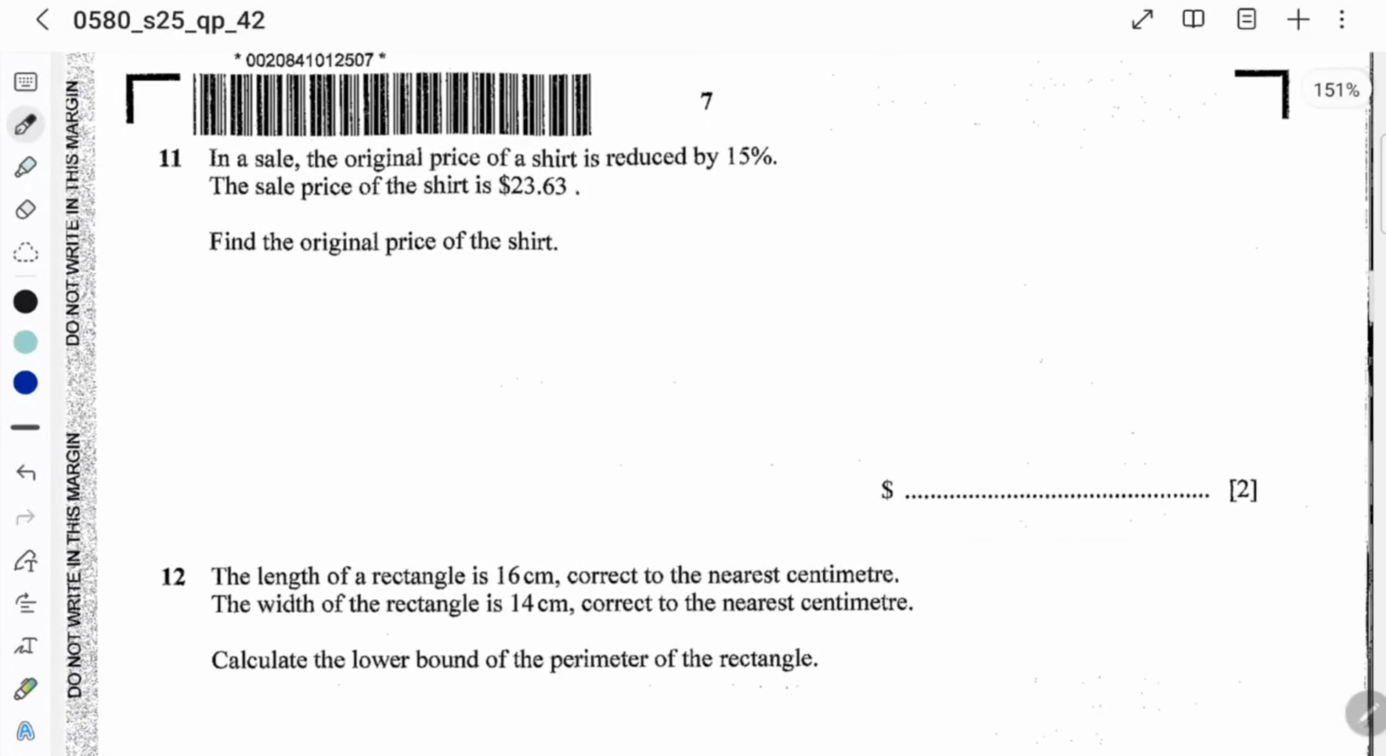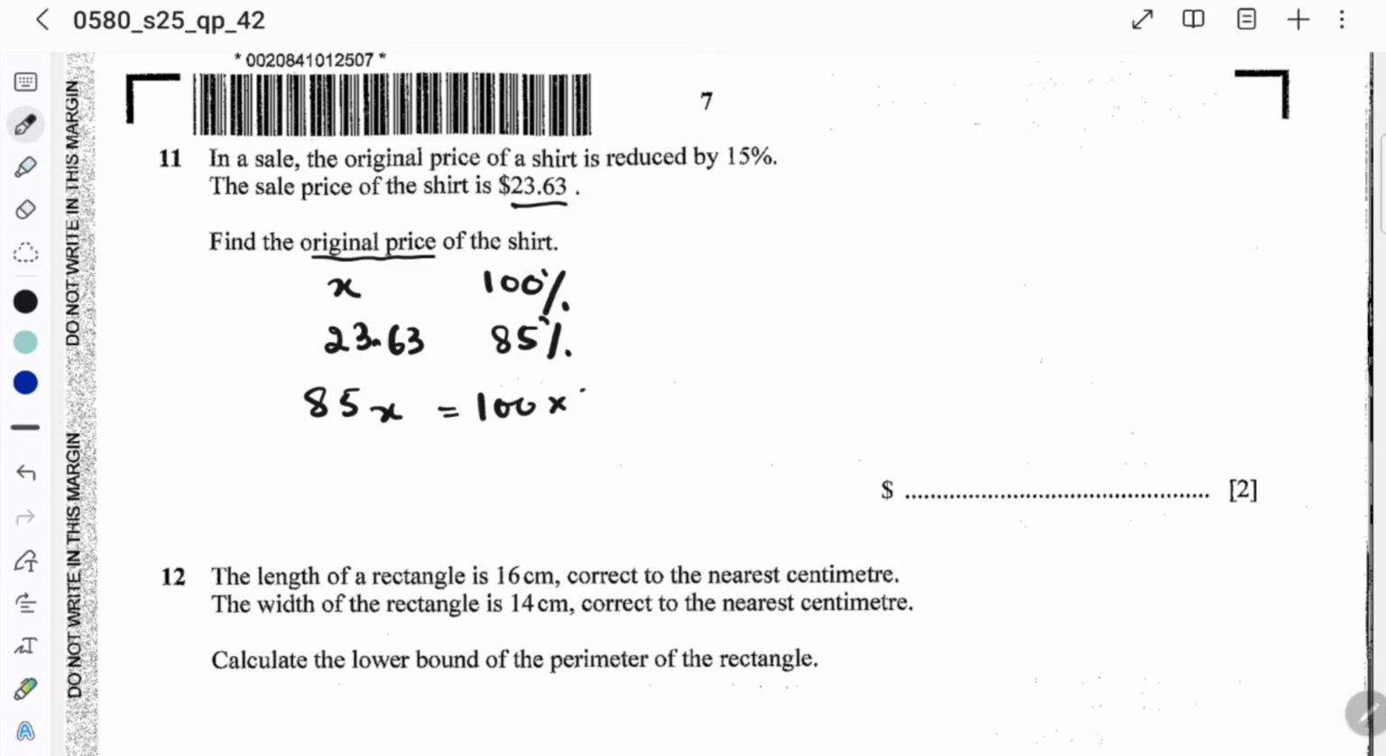In a sale, the original price of a shirt is reduced by 15%. So it means the original price is required, so x is the original price, that is 100%. Reduced by 15% means 100 minus 15 is equals to 85%, and the sale price is 23.63, so just write down 23.63. Cross multiply: 85x is equals to 100 times 23.63.